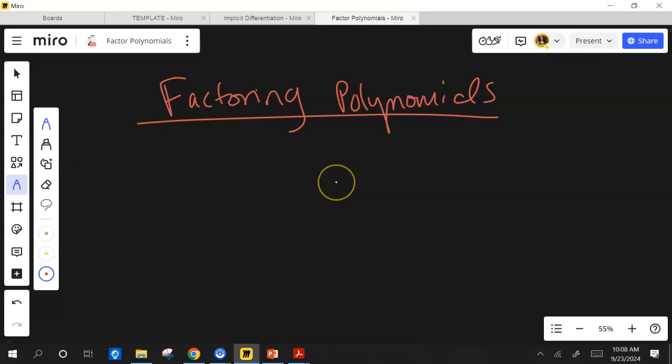Do y'all remember this pattern? If it's something times itself twice and there's a minus in the middle, this does not work if it's plus, only when it's minus. Then to factor it, I did the square root of each one, one with a plus and one with a minus. Remember when we did quadratics and we talked about that?